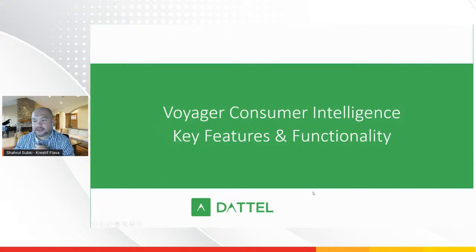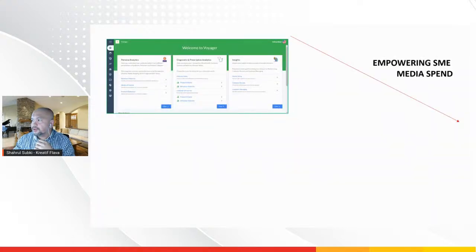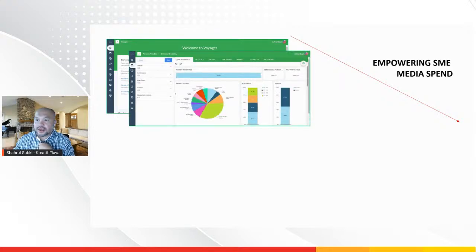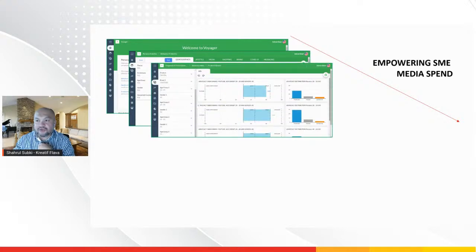This is Detail. Detail is a Malaysian company. They are doing data analysis for the consumer. So here we have the Voyager customer intelligence key features and functionality. I'm going to show this. It's empowering SME media spend. So here you have personal analytics, behavior, and identity. Here we have diagnostic and prescription on the advocacy index for the products and brands.